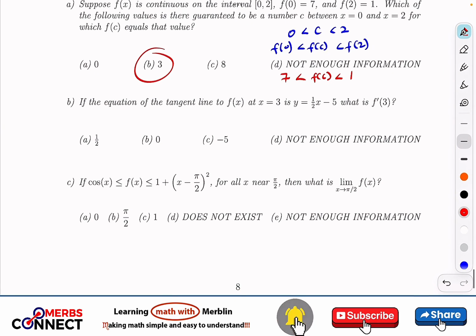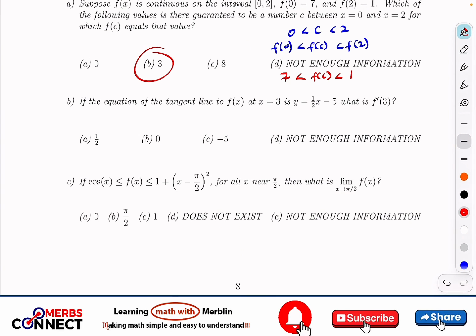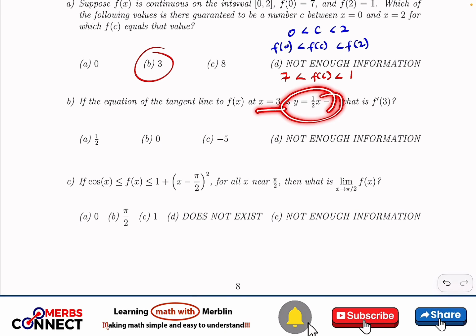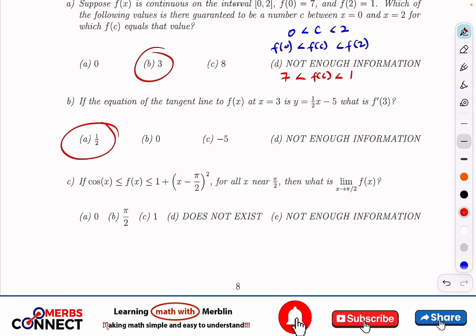All right, now let's look at B. If the equation of the tangent to f of x at x equals 3 is this, what is this? Oh, this is very simple. Is anybody seeing what I'm saying? This is just this, because this is mx plus c. So m is this. This is in the slope-intercept form. So my m is the same as this, and I get it that way.